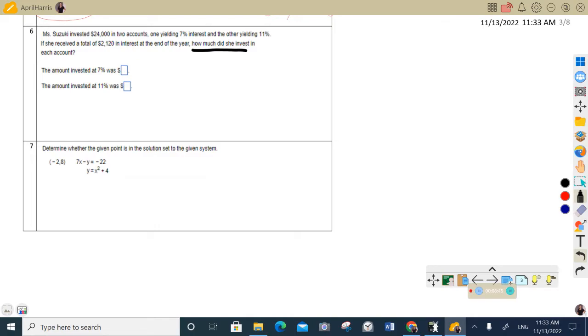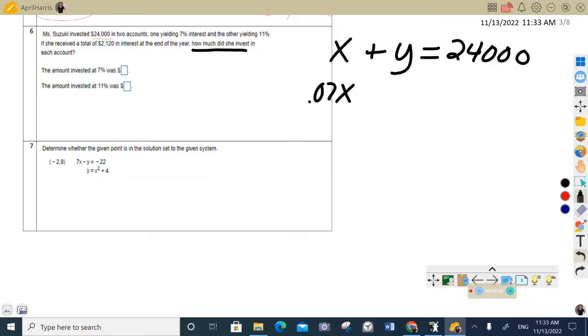Since we have two unknowns, we have to have 2 equations. So I'm going to start with the 24,000. We know that however much she puts in the first account, which we'll call x, and however much she puts in the second account, we're going to call y, the total of that is $24,000. And then we're going to need another equation relating the interest. So 7% interest is going to be 0.07 times x, and 11% in the y account, so plus 0.11y. So this is going to be the amount of interest she made off the first account. This is the amount of interest off the second, and we know the total amount of interest was $2,120.